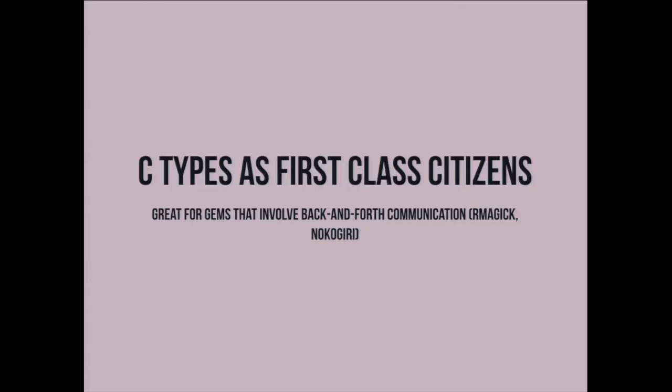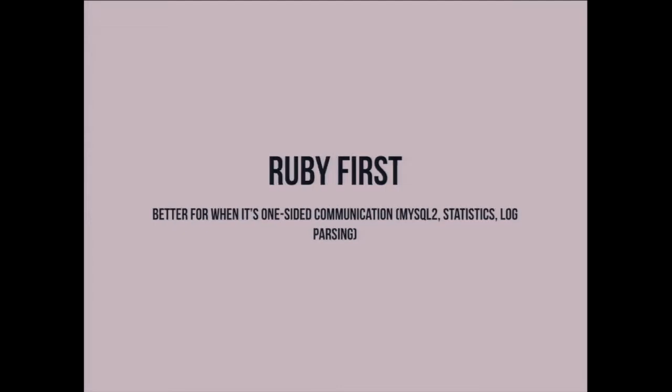The first one is, whenever you're building an extension, you can go with C types as first-class citizens, and this is great for gems that involve back and forth communication. We use a lot of them. One of them, for example, is Nokogiri. Even if you don't have it in your Gemfile, there's probably a gem that uses it anyway. And this means that there's always a Ruby object in memory that holds a reference to a C object behind it. And there's another method as well, which is where Ruby comes first.